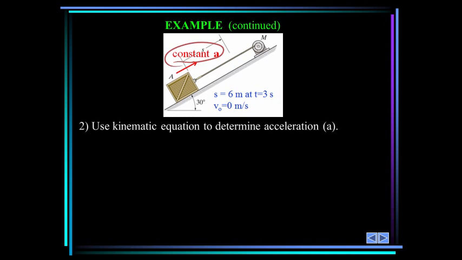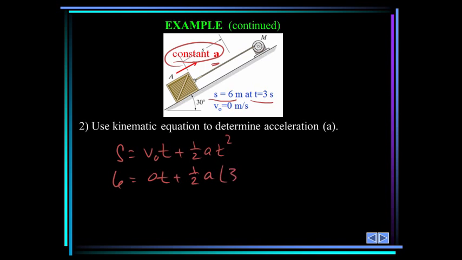So since this is constant acceleration, we can use the constant acceleration kinematic equations. We're given distance and the time, and we're asked to calculate the acceleration. So we can use this equation: s is the initial velocity times time plus 1/2 a t squared. So the distance is 6 meters, the initial velocity was given as 0, plus 1/2 a, and the time is 3 seconds, so 3 squared.